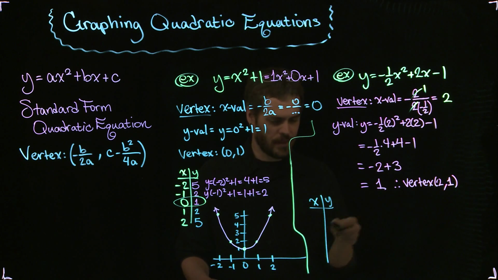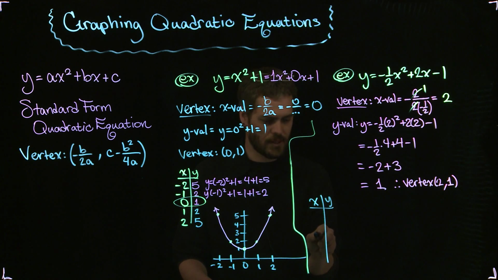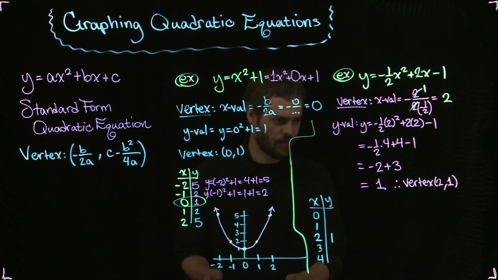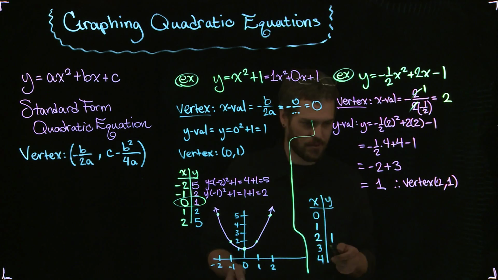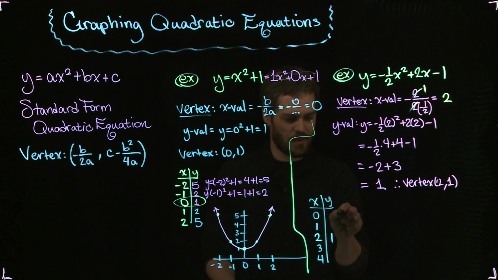Okay, where am I at? 2, 1 is my central location here. 2, 1. So let's go around that. Let's go 1, 0, and 3, 4, and generate some points. And again, by symmetry, taking advantage of symmetry, you only really need half of this. The other half is natural. So let's plug in these x values.